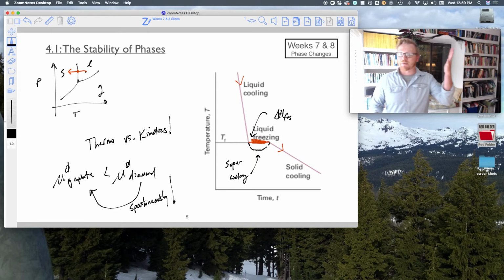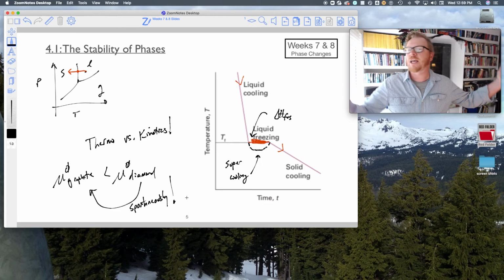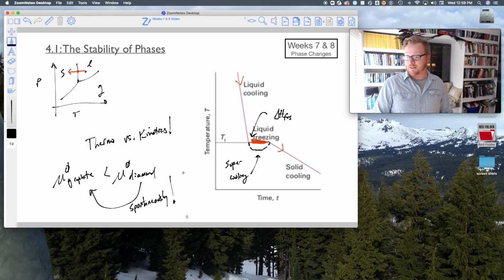So if you got a diamond, I don't have a diamond. My wife doesn't have a diamond. Say what you will. But if you had a diamond, it technically should be going under a phase transition right before your very eyes into a piece of graphite. But why doesn't this happen? Well, because the kinetics of that phase transition, the rate constant of that phase transition is crazy slow. It's got a half-life that's like the age of the universe, okay?